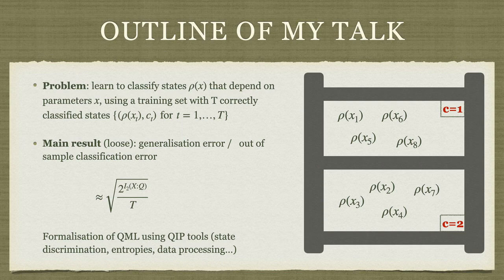The main result of my talk is twofold. We formalize quantum machine learning, in particular supervised quantum classifiers, using tools from quantum information theory such as state discrimination, entropic quantities, data processing, and so forth. The main technical result is a bound on the generalization error, namely the out-of-sample classification error, that depends on the Renyi mutual information between the classical parameter space X and the Hilbert space Q, where the quantum states rho of X live, as shown in this equation here. As we expect, this equation shows that the generalization error basically goes to zero when the size of the training set goes to infinity.